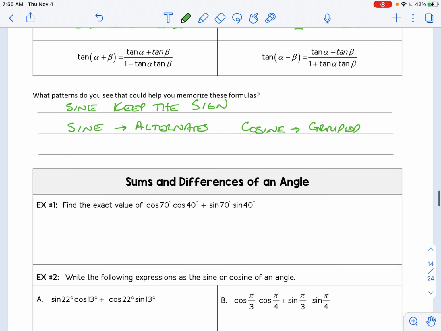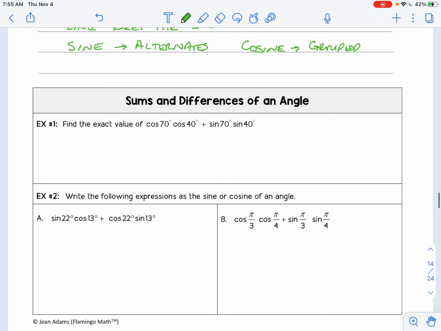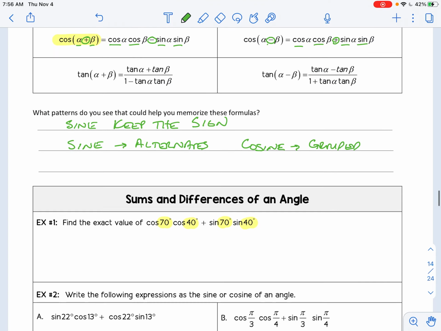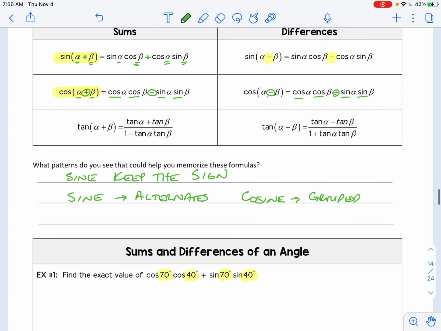So let's look down here and see if we can expand some of these. So for example number 1 here, it says find the exact value of this. Now, if we do this backwards, here's why we have this one, right? 70 and 40 are not two of our known quantities, right? So it's not a 30, 60, 90. But guess what? If I undo that and we relate that to up here, which one of those matches up here? I think for this one, for number 1, I think it's this one. Can you see it there? I got a plus in between.